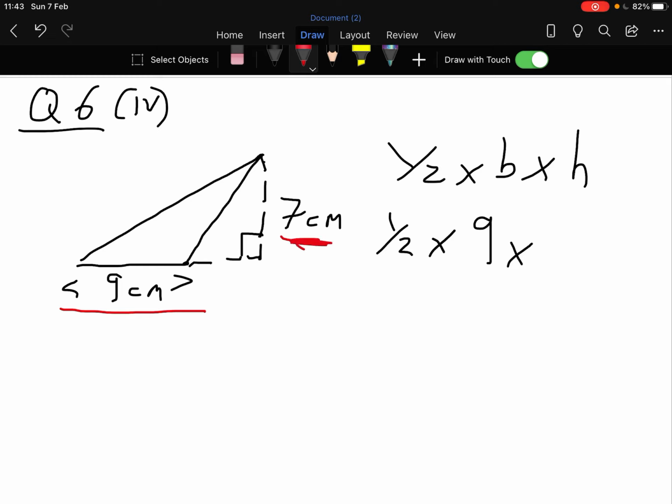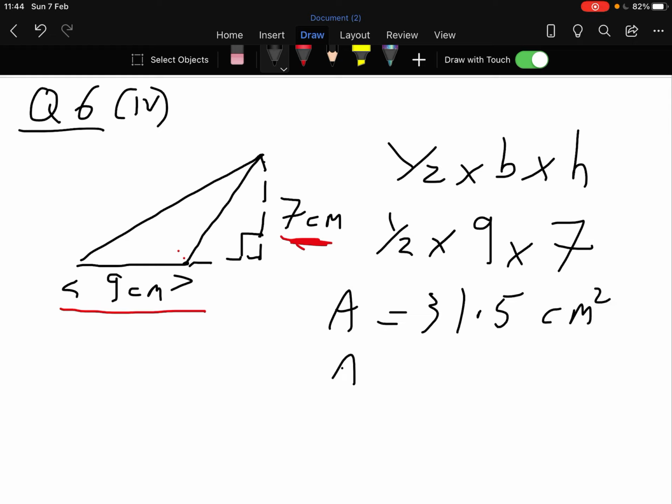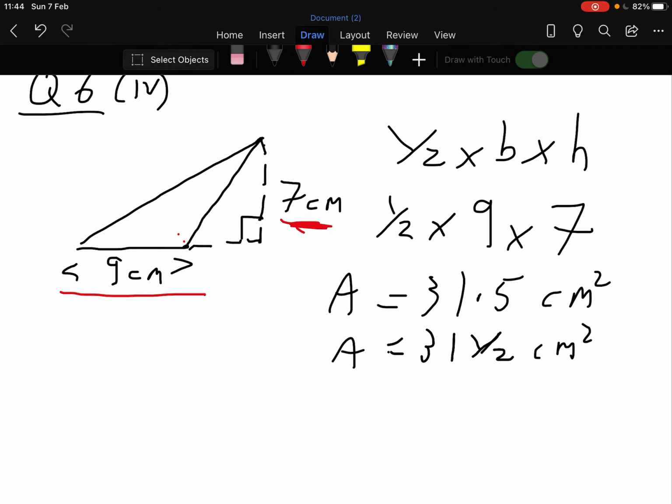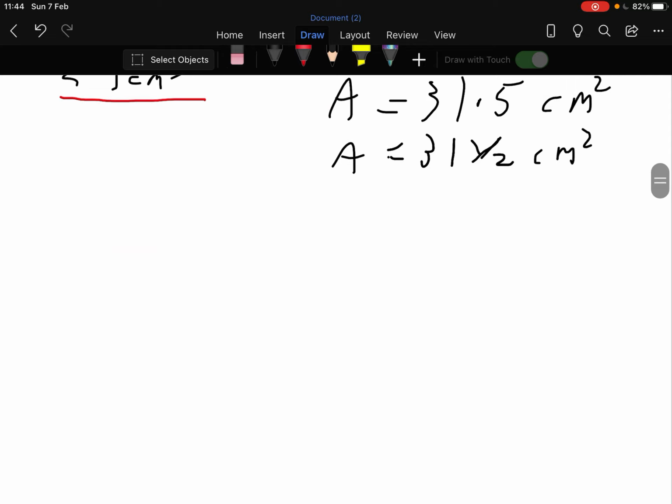A lot of people, sometimes they give you this information here, but it's not that. It's the vertical height. So half times 9 times 7. Our area should work out to be 31.5 centimeters squared. Or your calculator might say 31 and a half. It's the same thing. 0.5 is a half, just in case people get confused. So that's all it is. Find the base, find the height, multiply them all together in that equation, and it should work out.